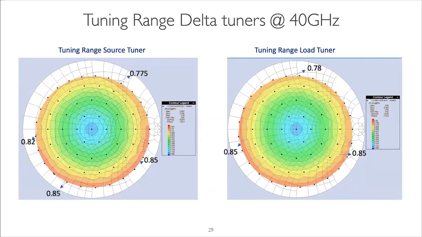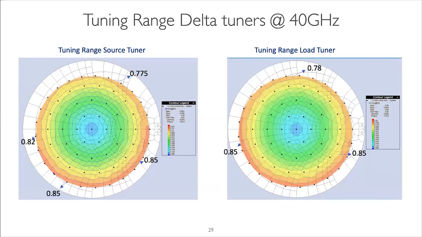Here we just did some load pull on a through, so there's no device here. We just wanted to see how far we could push the tuner. Depending on the residual reflection of the probe, of the bias T, of the entire component, some of these circles are a bit shifted. So here we did load pull just to see the maximum tuning range we got. If you look at the source tuner on the low side, we could get to 0.85. But with the same tuner at 180 degrees, we're limited at 0.775 gamma. And this is at 40 gigahertz.